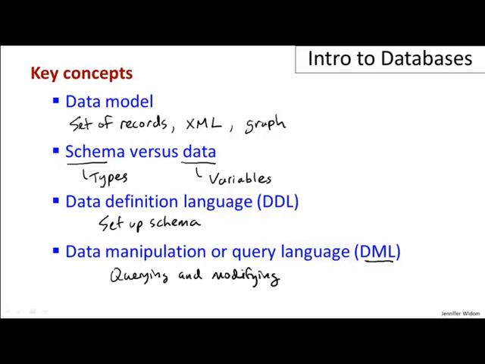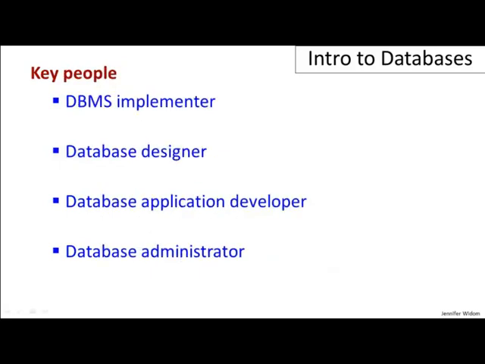Okay, so those are some key concepts. Certainly we're going to get into much more detail in later videos about each of these concepts. Now let's talk about the people that are involved in a database system. So the first person we'll mention is the person who implements the database system itself, the database implementer. That's the person who builds the system. That's not going to be the focus of this course. We're going to be focusing more on the types of things that are done by the other three people that I'm going to describe. The next one is the database designer.